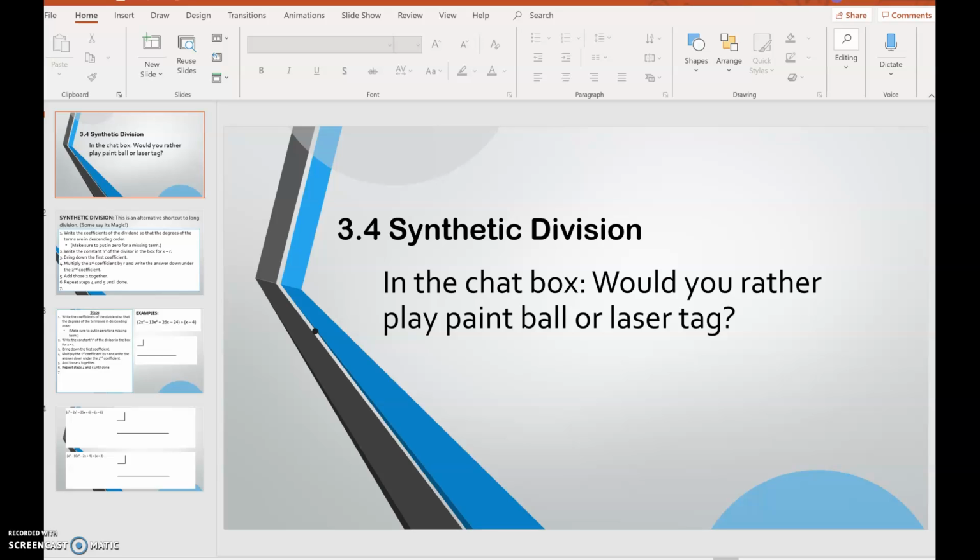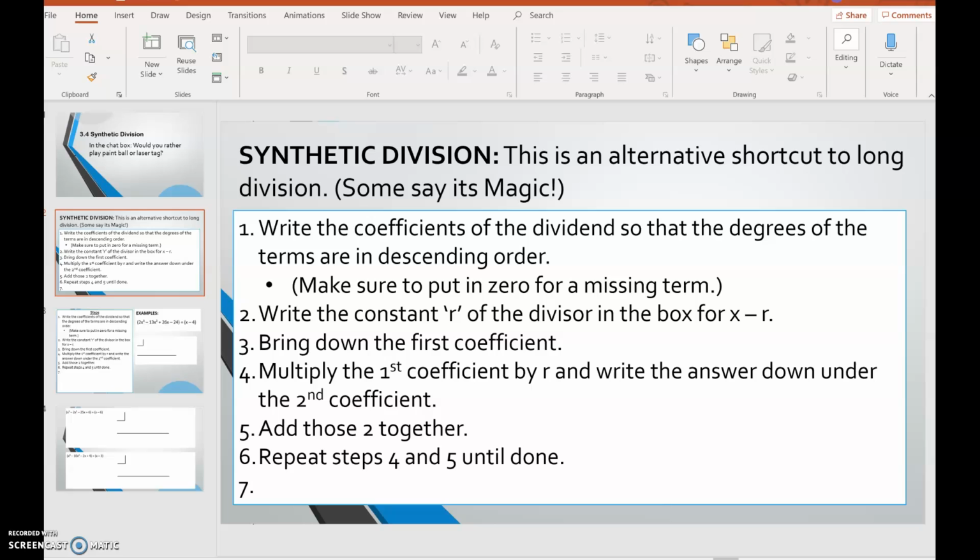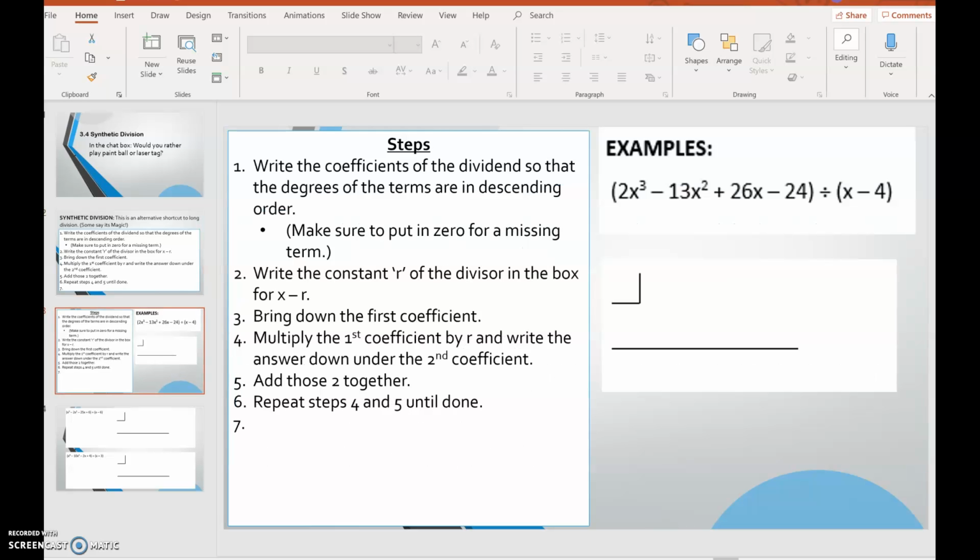And we are going to jump right into synthetic division, which I think is something magical in math. So here are the steps. And I'm not going to go over the steps here. I'm going to go over the steps in the next slide with an example right next to it because I believe that it is easier to follow along the steps when you can see it actually happening. So let's go down here.